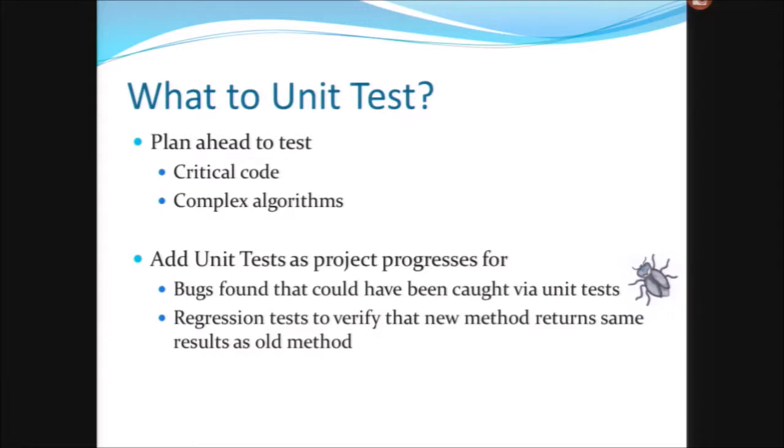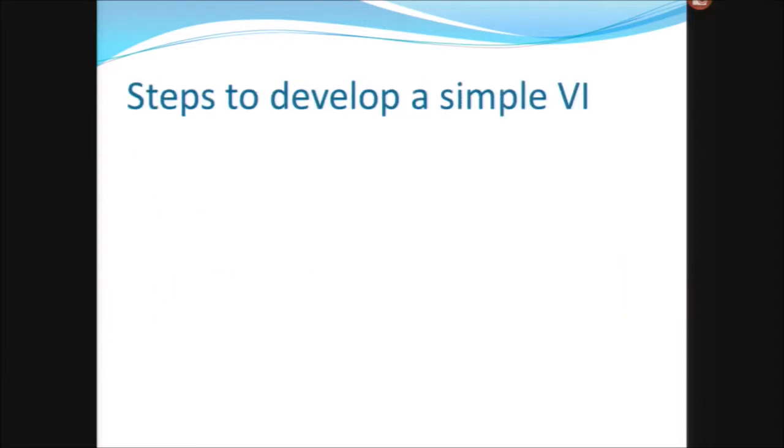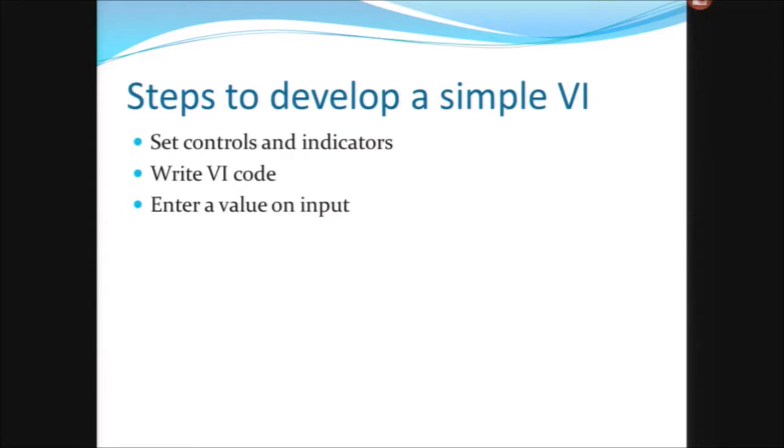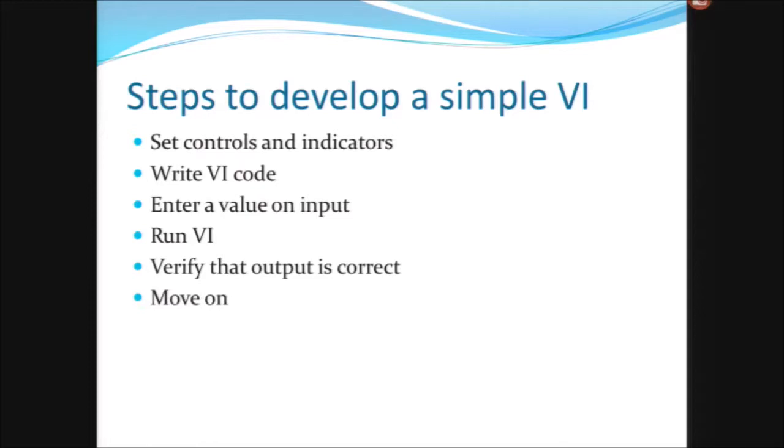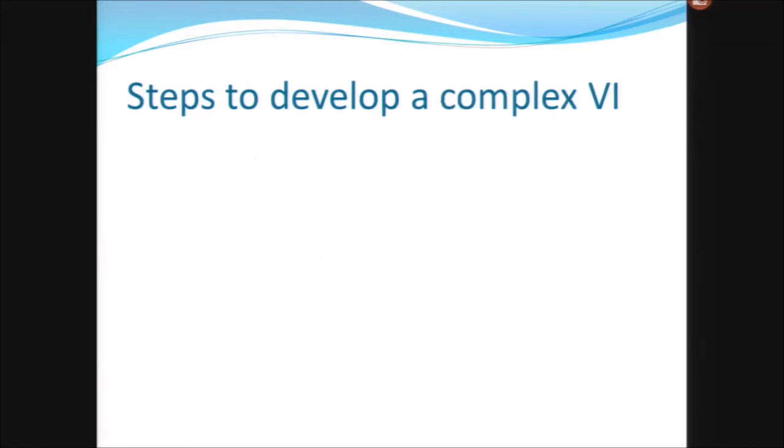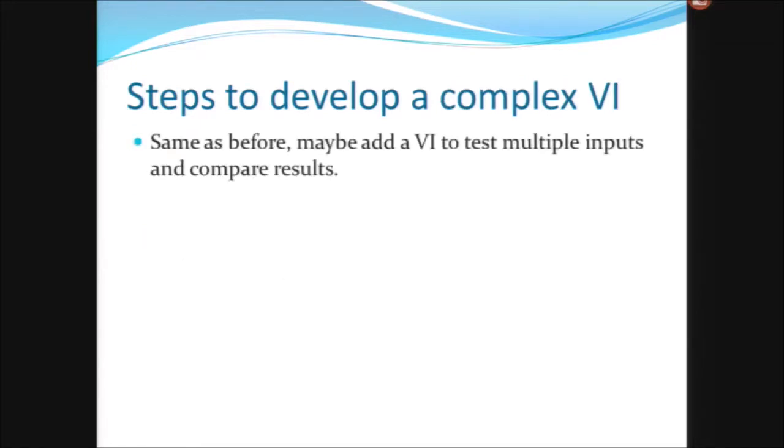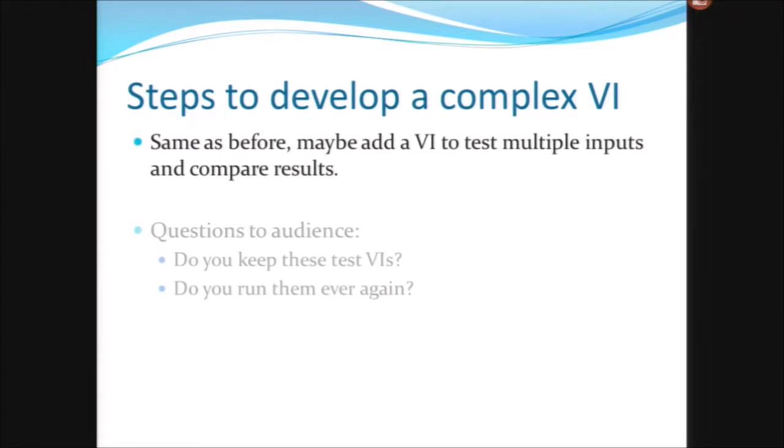Yeah. So, okay. So steps to develop a simple VI. Normally what we do is we select our controls, we put our indicators, we write the VI code, we enter a value on the input, we run the VI, we verify that the output is correct, we move on, right? That's the typical, yeah, I did my unit test. I verified that whatever value I put in there just works. Now, when we're developing a complex VI, we do the same as before, but now we compare multiple inputs because it's a little bit more complex.